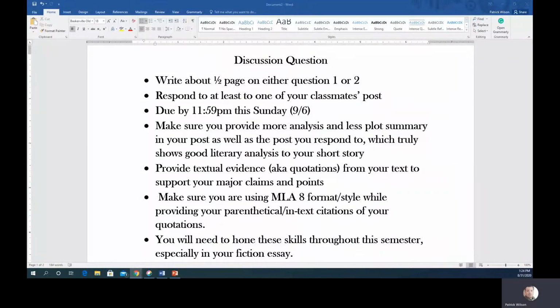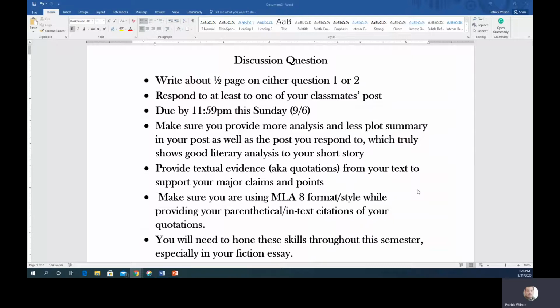But I'm going to share the screen here and talk a little bit about the actual discussion question, what you need to do, when it's due, and the difference between plot summary and analysis. So let me go ahead and share this screen here. And as you can tell, I basically have sort of a Cliff Notes version of the actual discussion question. So you should be able to look in your week 2 folder, and it's probably down toward the bottom where it's going to say discussion question or topic question.